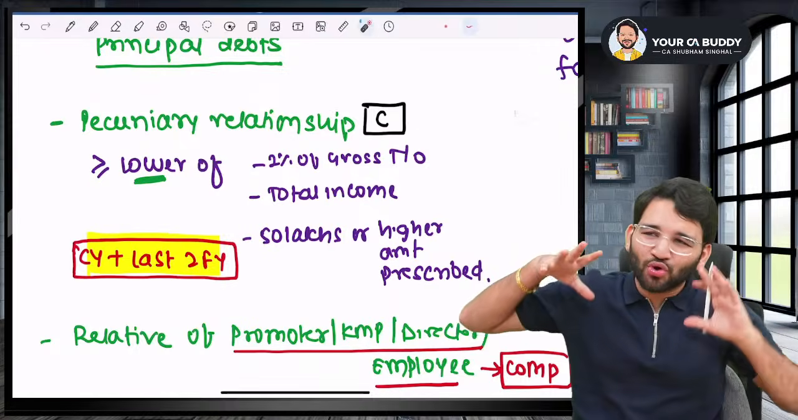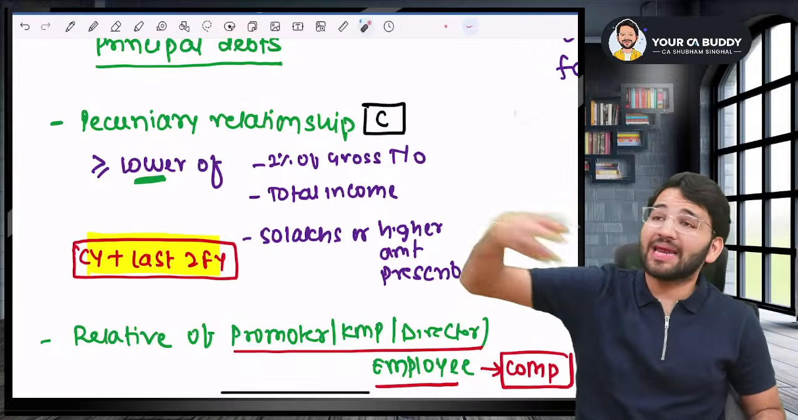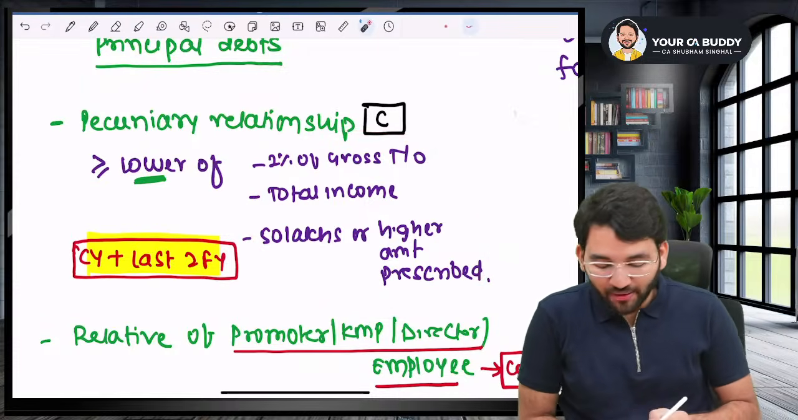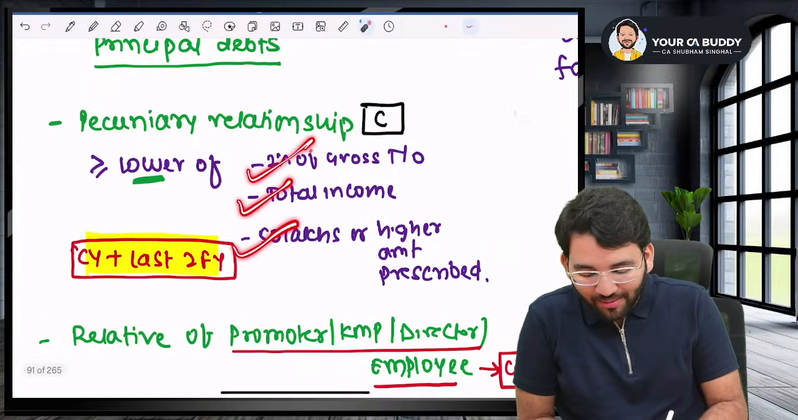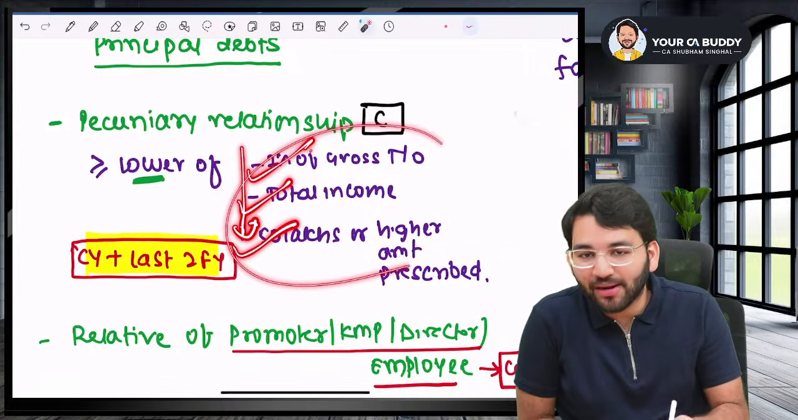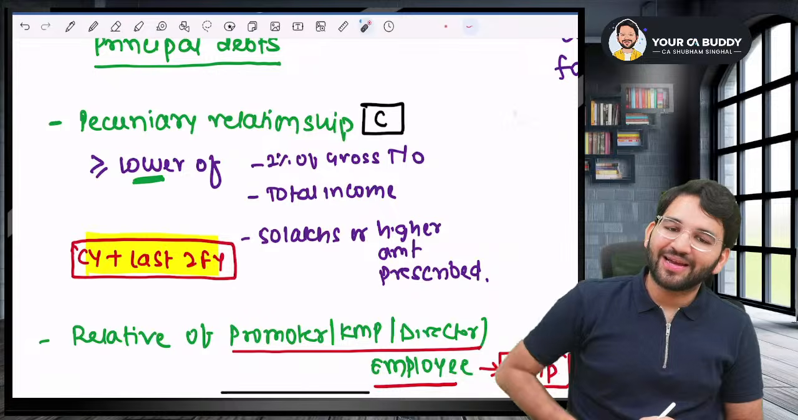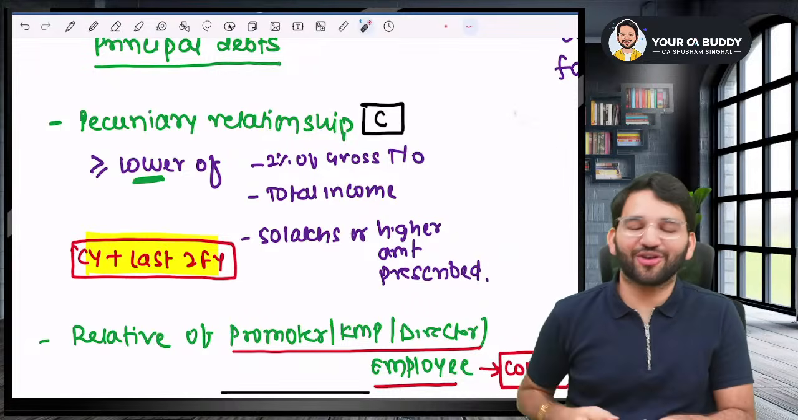So basically, sir, you should not have any transaction with the company, any monetary relation with the company exceeding the lower of these amounts. What is lower of these? 2% of the gross turnover, total income, or 50 lakhs, whichever is lower. Come read along with me. 2% of the gross turnover, total income, or 50 lakhs, whichever is lower. If it exceeds this amount, then it is pecuniary relationship.